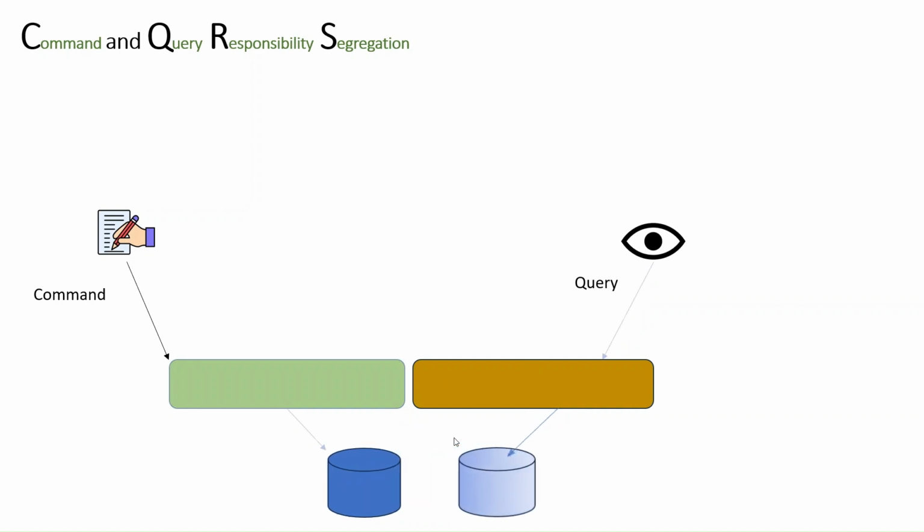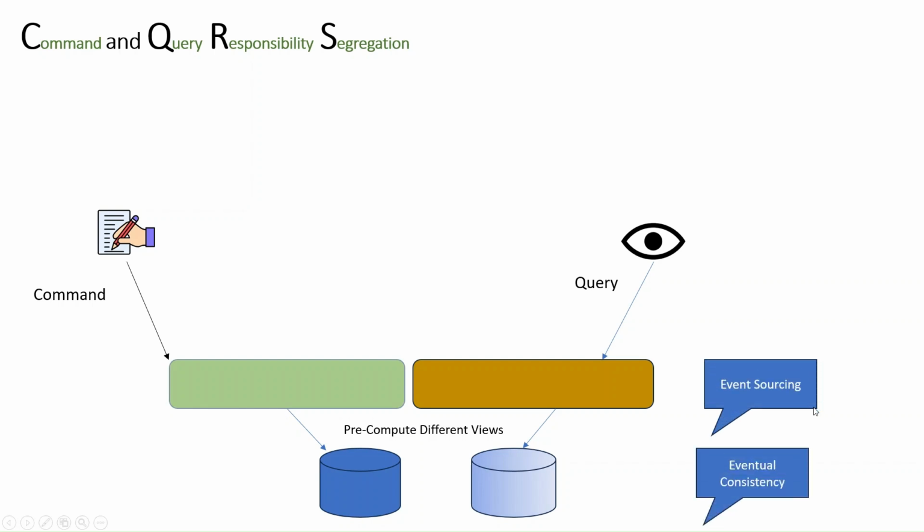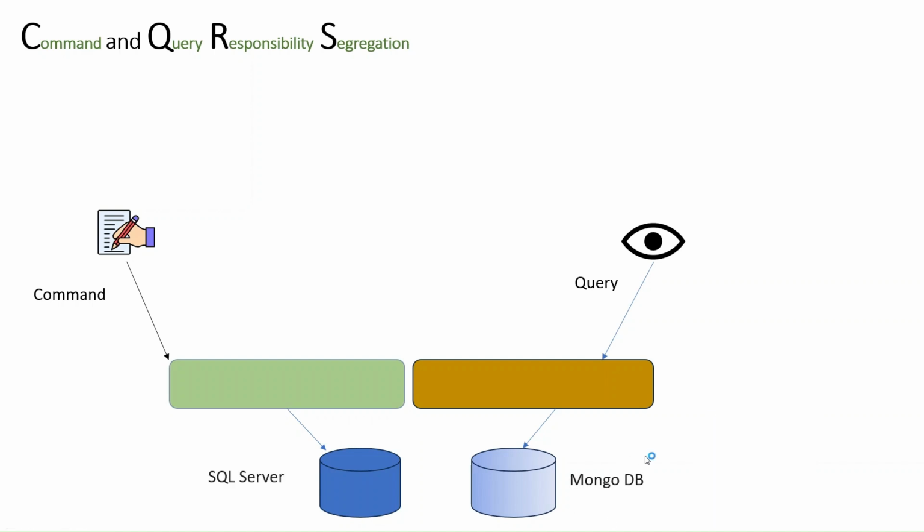Or you can have pre-computed views to enhance the performance of each side. You can have event sourcing as well as eventual consistency in CQRS, but that is not necessary. Or you can have two different databases for each side, and this is what I'm going to demo in my next section. Because of this separation of concerns, you have the liberty to apply any business rules or any logic on each side.